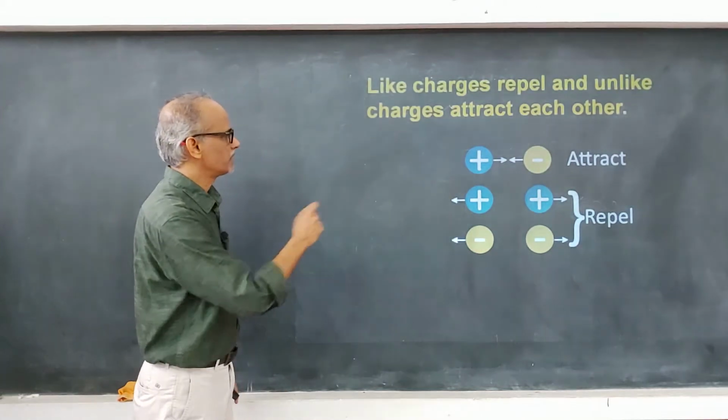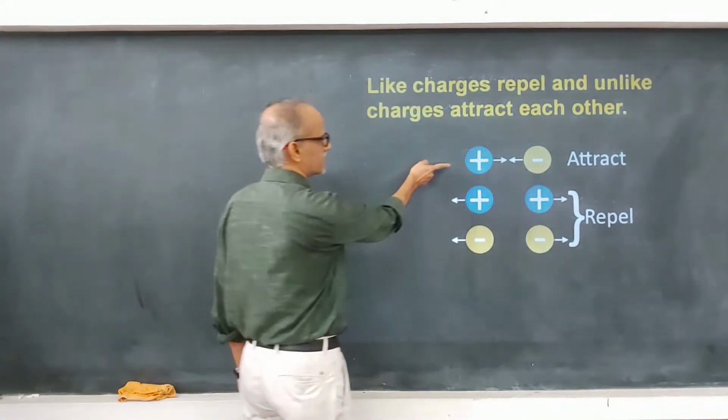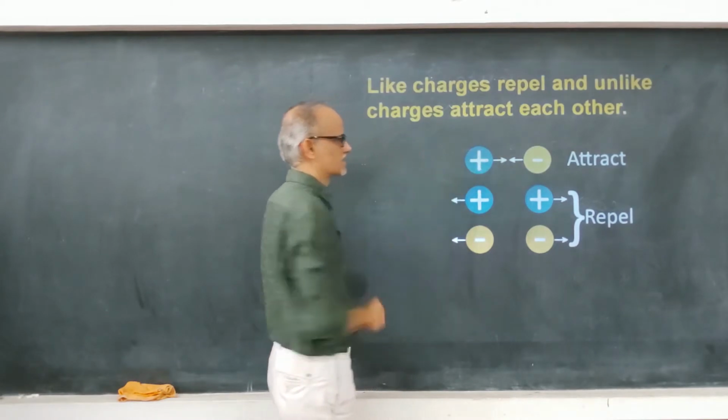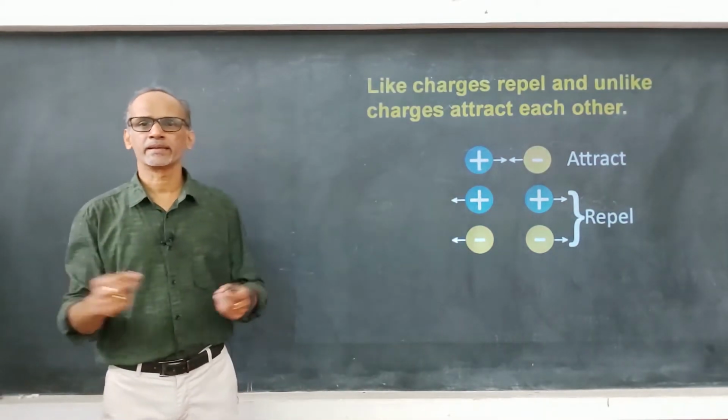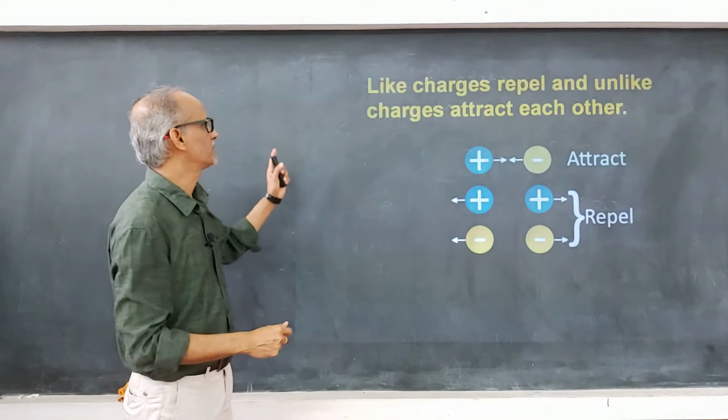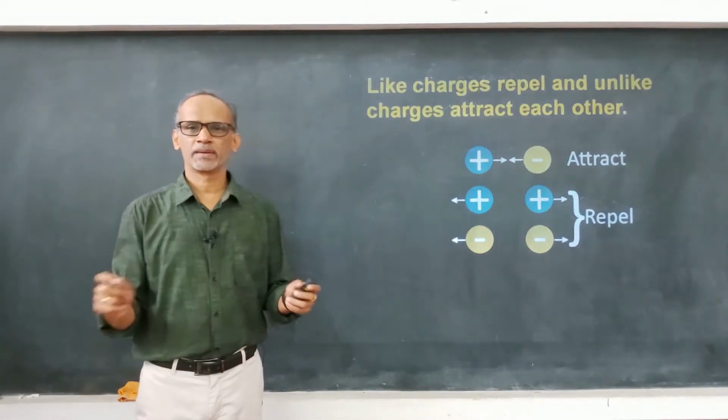Whereas, the unlike charges, that means that they are opposite in nature. If one is positive, other has to be negative. They always attract each other. So, what is the important property of the charges? Like charges, they repel each other.